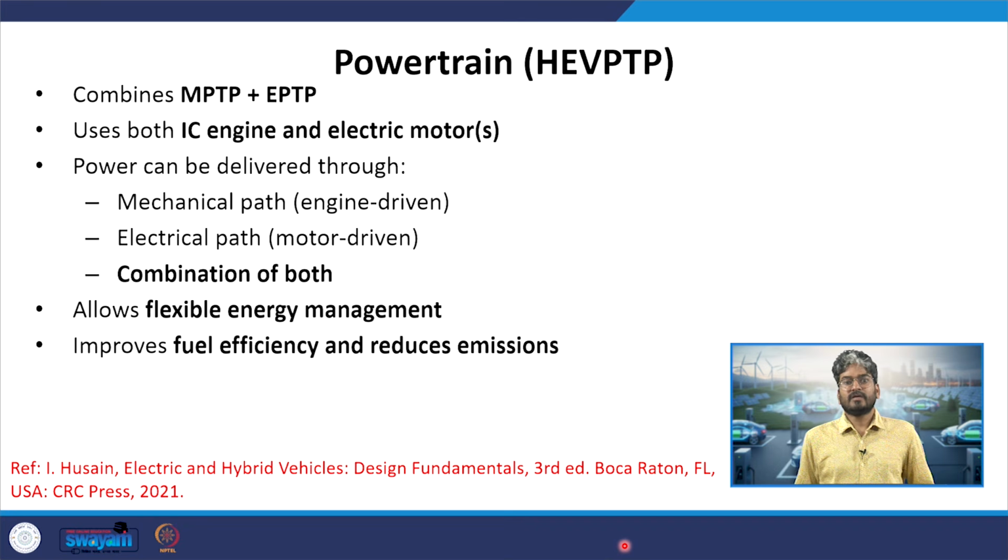So the fuel efficiency or the mileage of the vehicle will be higher, and as the fuel consumption is less, our emissions will also be less. So this is a combined solution for our IC engine plus the electric vehicle. So we get the hybrid options.